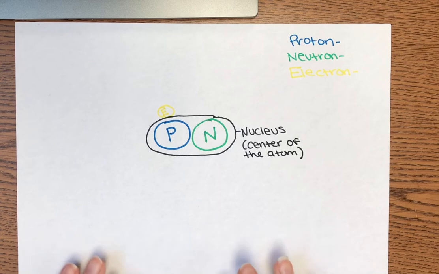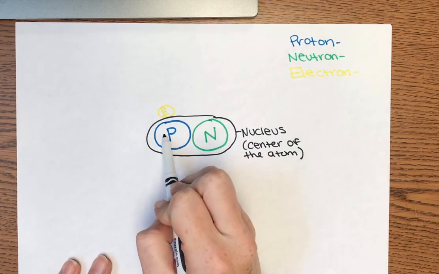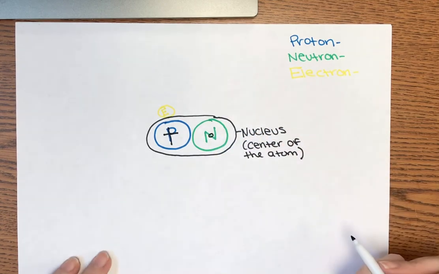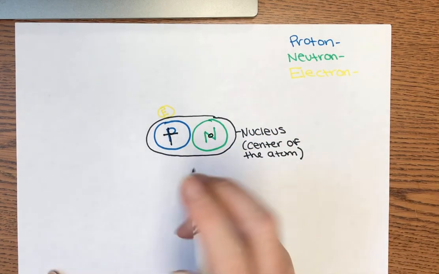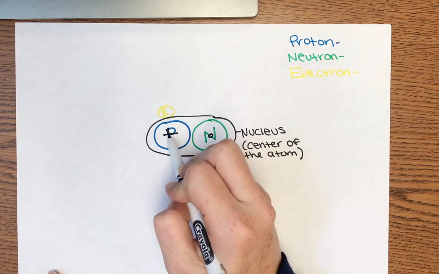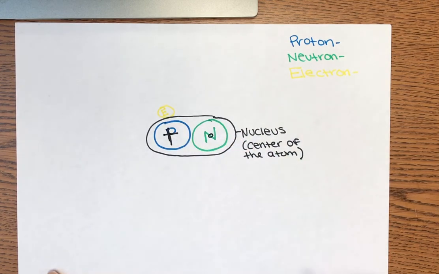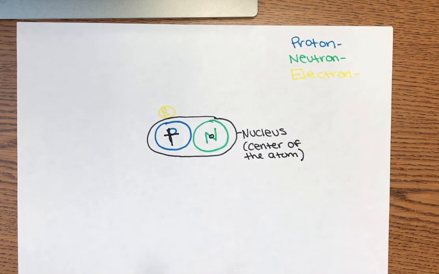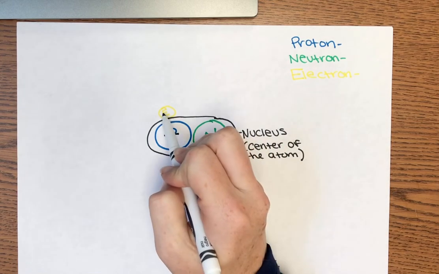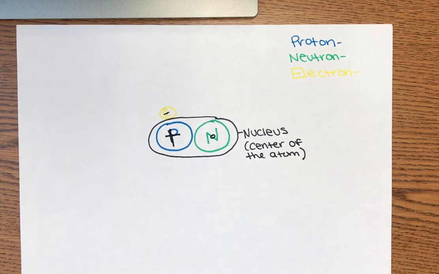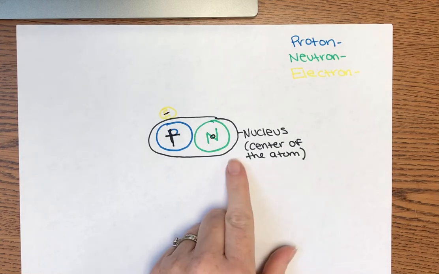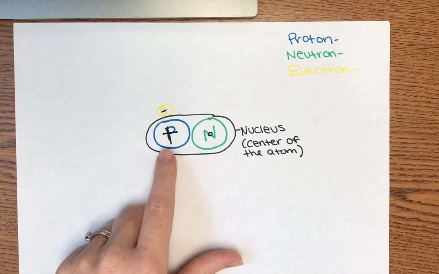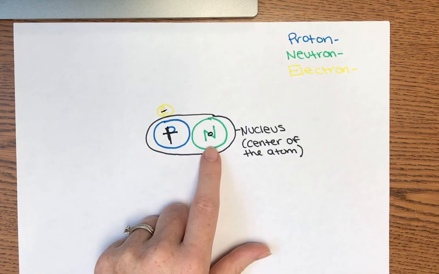I'm going to remind you of the charges of the proton and the neutron. The proton is positive. The neutron has no charge. So for the proton, you can see how that P kind of crosses over the middle and forms our positive sign. The neutron, we put a little circle in the middle to represent no charge. And then the electron up here is negative. So inside of our nucleus, which is the center of the atom, is our proton, which is positive, and our neutron, which has no charge.